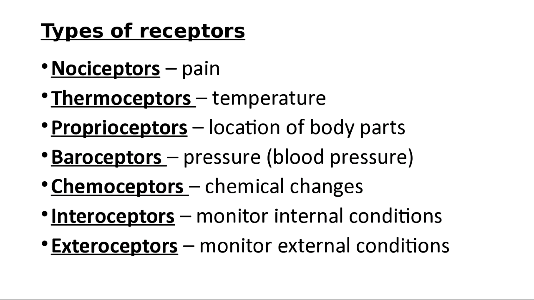Okay, types of receptors, and I may not have reviewed this before. Nociceptors are pain receptors. Thermoreceptors are for temperature. Proprioceptors let you know where your parts are, where your body is in space. Baroreceptors are for pressure, like blood pressure. Chemoreceptors sense chemical changes in the body. Interoceptors monitor internal conditions. Exteroceptors monitor external conditions.